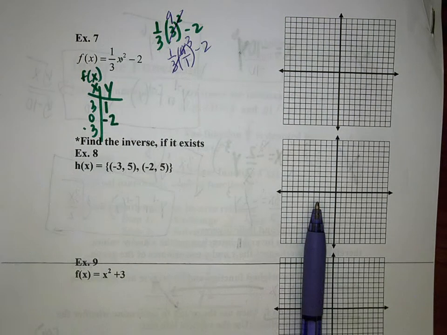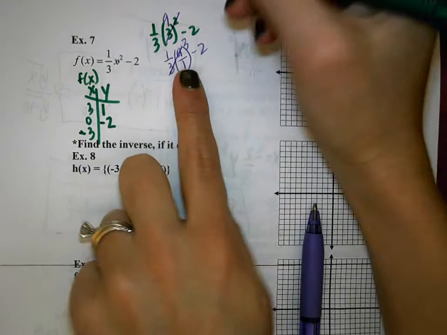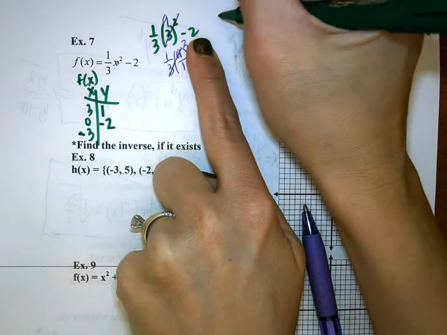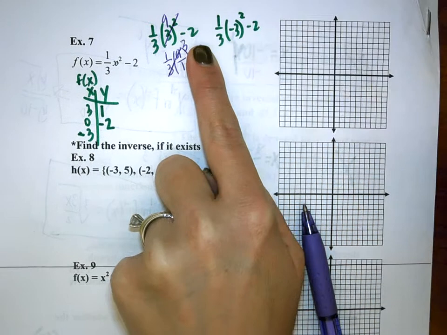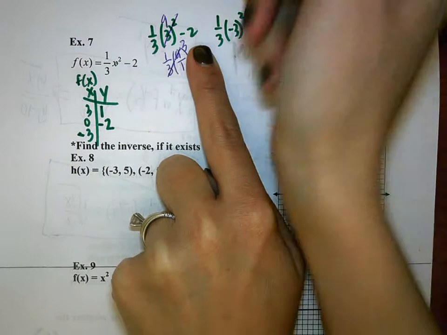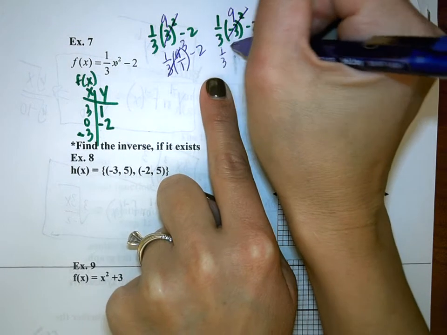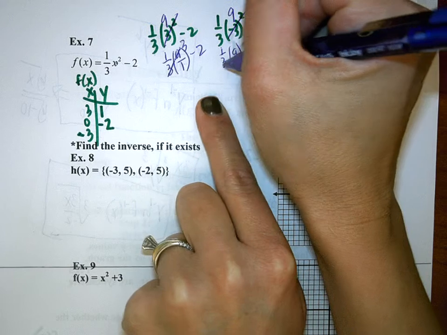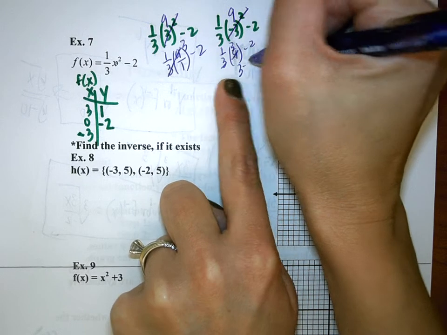And then when we plug in -3, okay, so let's just write that one up here too. So we're going to have 1/3 times -3 squared minus 2. Well, -3 squared is a positive 9. So I end up with the same thing here. 1/3 times 9 minus 2, well, here the 3 cancels the 9, makes it 3. 1 times 3 is 3, and 3 minus 2 is 1.